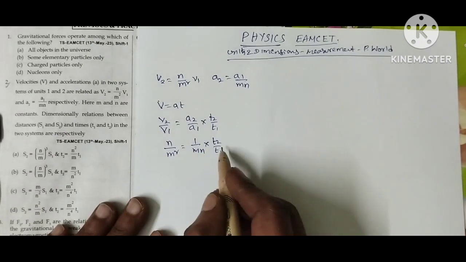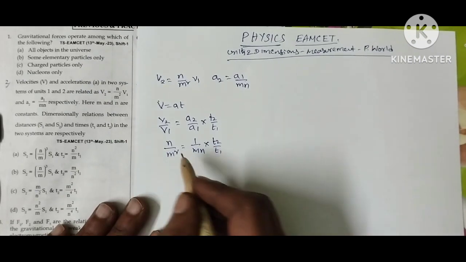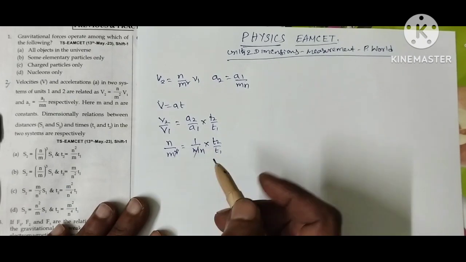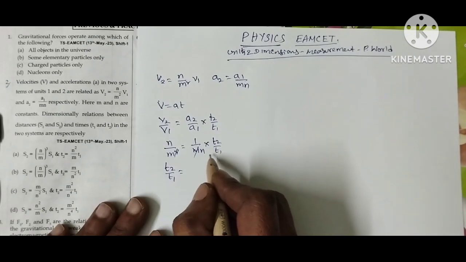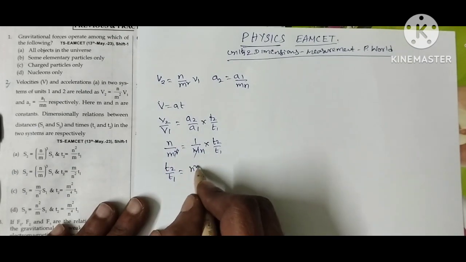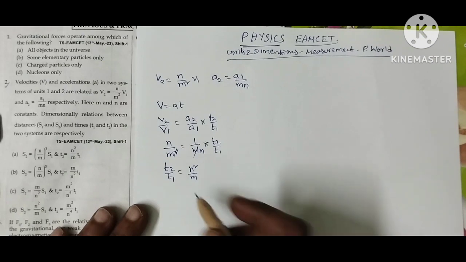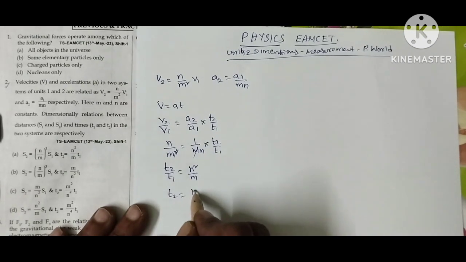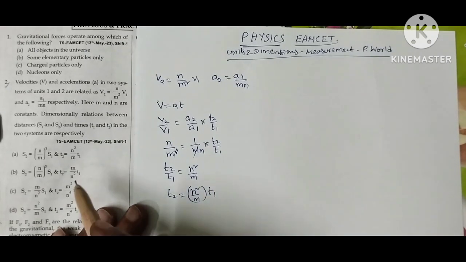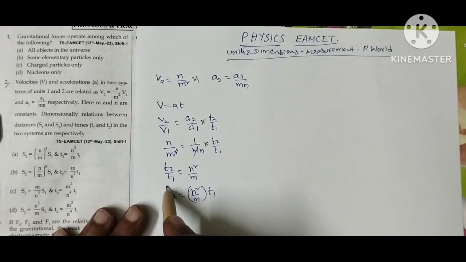Let us write this equation. Do the cross multiplication; one m will be cancelled here. Then you will get the value of T2 by T1 is nothing but n squared by m. So keep in mind, the relation between T2 and T1 is T2 equals n squared by m times T1. So the first one is the answer.